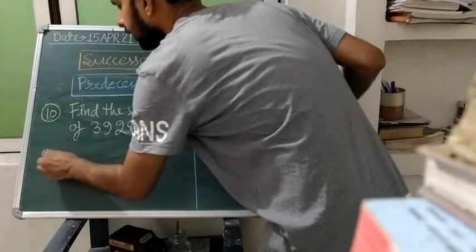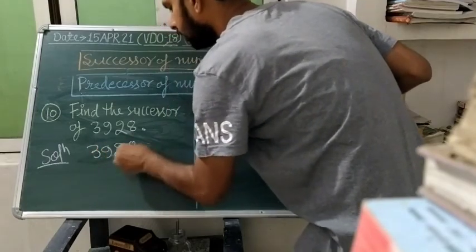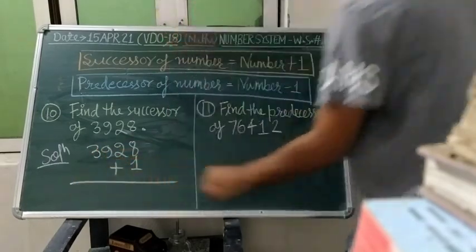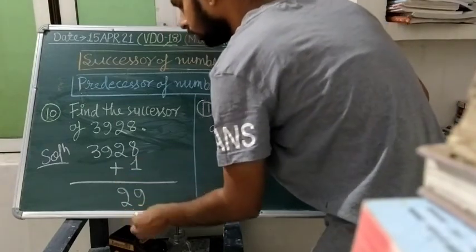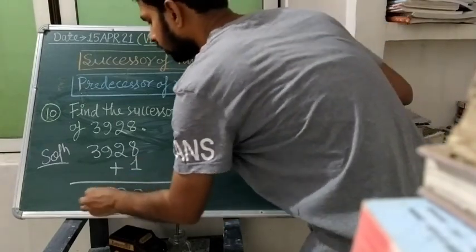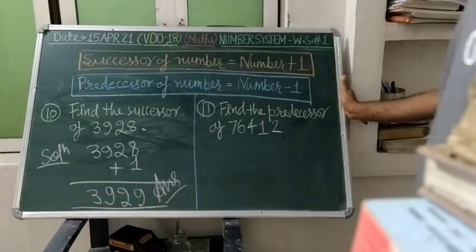So your solution will be 3928 plus 1 only. 8 plus 1 is 9, then 2, 9, 3. So that is the answer to the tenth problem.